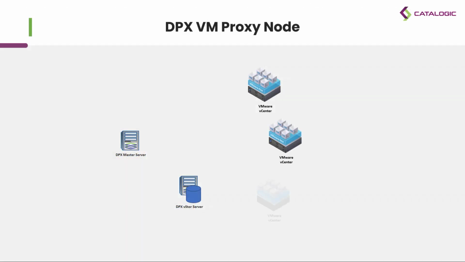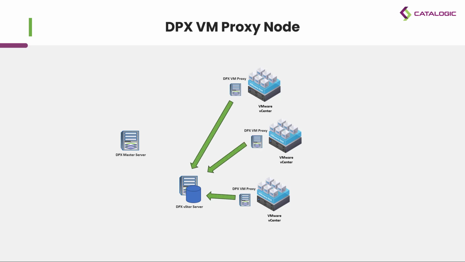As your environment continues to expand and the number of VMs that need to be protected grows, you're going to be able to deploy as many VM proxy nodes as desired, essentially scaling up and scaling out your enterprise and load balancing backups going to the vStore using multiple VM proxies.